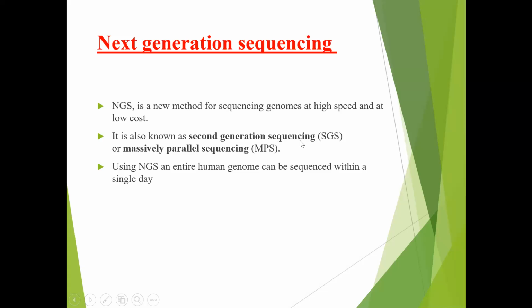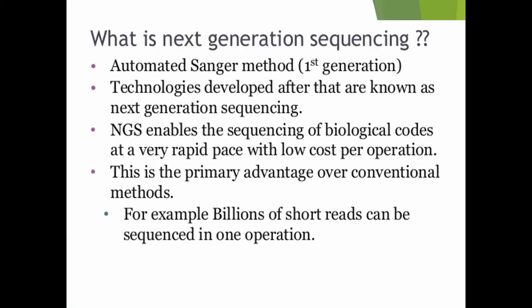Why is it called second generation sequencing? Because the automated DNA sequencing is considered to be first generation sequencing. So in that scenario, whatever comes next to the automated DNA sequencing is next generation sequencing or second generation sequencing. So using this NGS, an entire human genome can be sequenced within a single day. So that's the level of speed.